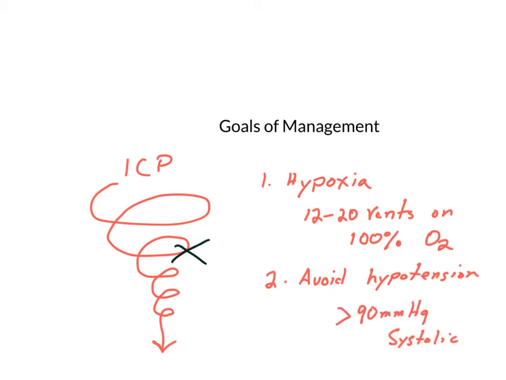Don't let them go hypotensive. Make sure that for whatever reason, the blood pressure does not drop below 90. I can't tell you what pressure is perfusing this patient's brain, but I can tell you that when they're in shock and their blood pressure is below 90, it's not adequate. So those are our two goals in managing this ever downward spiral of badness.